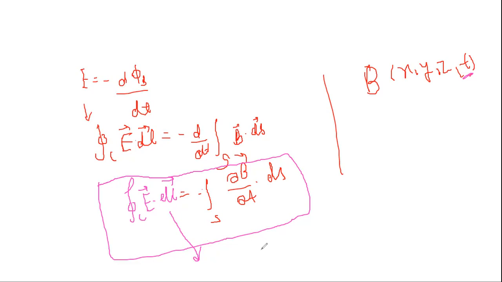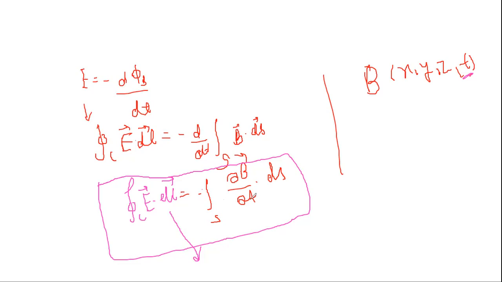Means E is equal to, no, here you have to apply the Stokes theorem. So by Stokes theorem, what can I write here? The line integral of E dot dl is equal to the surface integral of del cross E dot ds. And on this side also it is a surface integral of ds.